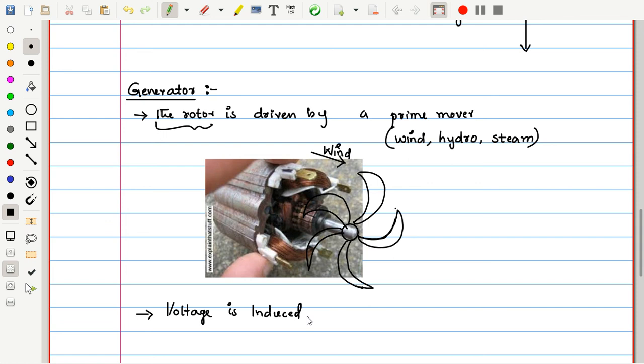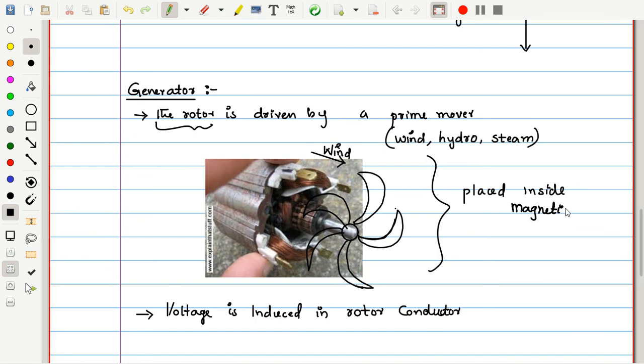So voltage is induced in the rotor conductor. This is the voltage or the power supply in the generator, when a rotor which is driven by any prime mover is rotating inside the magnetic field. So this entire thing is placed inside the magnetic field. Then the next consequence is that it induces the voltage.